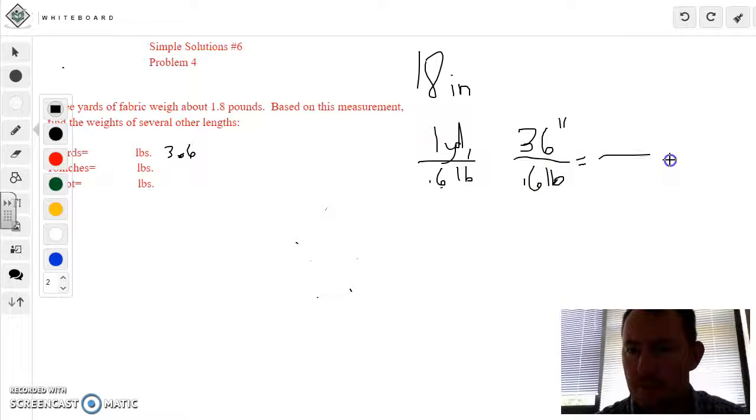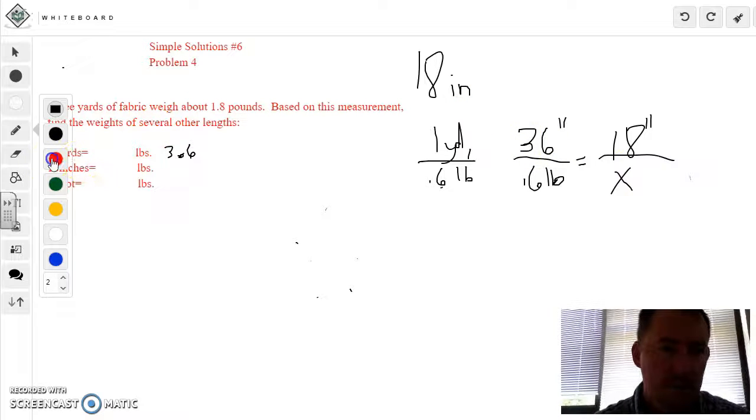Okay, so I'm looking for 18 inches. Now that I have inches and inches, I can set up this inequality, and it will tell me how many pounds are in 18 inches of fabric. And again, we're going to cross multiply this way, set that equal to cross multiplying this way.